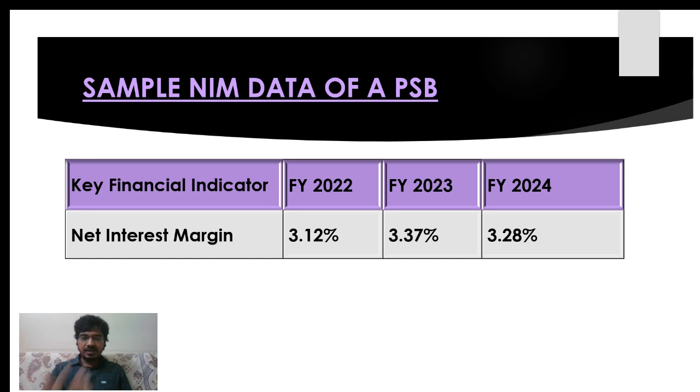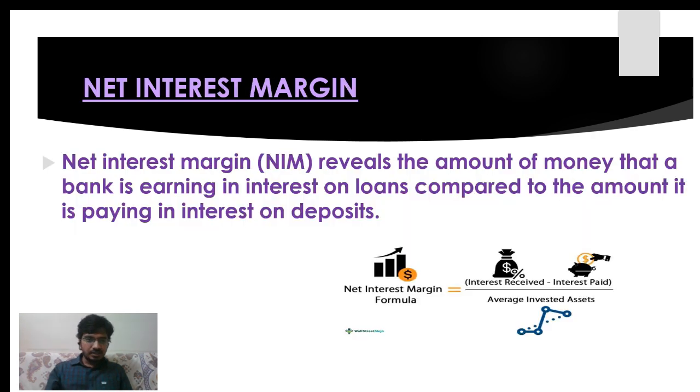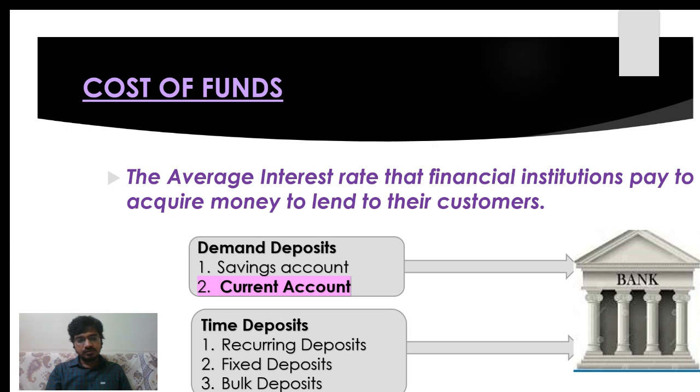As a banker or a financial institution worker, how do you achieve this 3 percent? Let's go back to the same slide. In demand deposits, as I said, savings account and current account, I have highlighted the current account. Why? Because a current account has 0 percent interest, which means the bank won't pay any interest to the customer, because a current account is only for shopkeepers or merchants who do n number of transactions daily. So there won't be any interest to be paid by the bank.